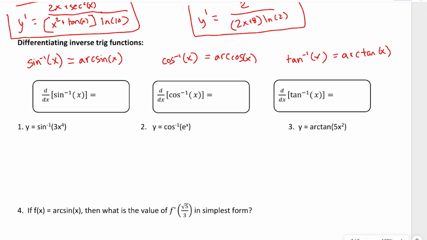So let's go through the actual derivatives. We'll try a couple of examples, and that's going to be just about it for today. It's going to be a way shorter lesson today than the last class with those tangent line approximations.